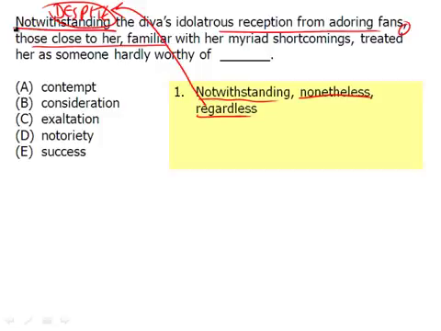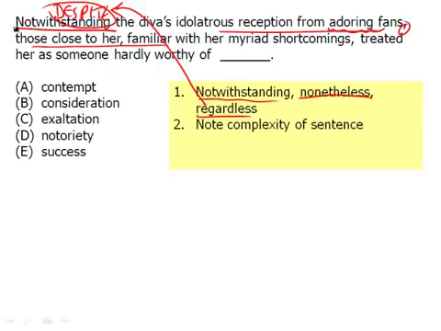or sentence shifters. So, despite the diva's idolatrous reception, those close to her, familiar with her myriad shortcomings, treated her as someone hardly worthy of blank. So again, we have to note kind of the complexity of the sentence, because not only do we have this notwithstanding reverser, but the second part of the sentence doesn't just say, okay, well, we need to come up with an opposite for adoring fans.